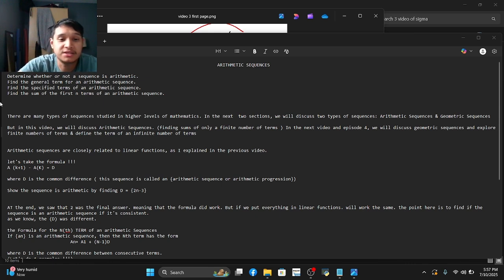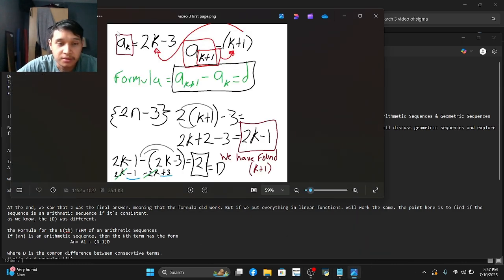So arithmetic sequences are closely related to linear functions, as explained in the previous video. Let's take the formula a sub k plus 1 minus a sub k equals d, where d is the common difference. This sequence is called an arithmetic sequence or an arithmetic progression. So we determine the sequence is arithmetic by finding d.